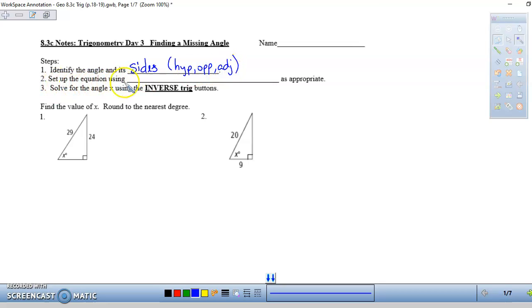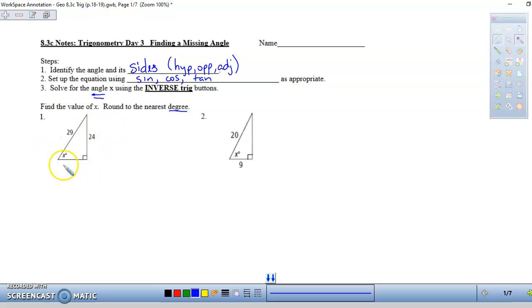You're going to set up the equation using, again, sine, cosine, or tangent, depending on which sides you have. Now, to solve for an angle, you are going to use what's called inverse trigonometry. Those are different buttons, or sometimes you have to use the second key and then push the sine, cosine, or tangent. But I'll show you what that means. Okay, so find the value of x, round to the nearest degree. So we're going to the whole degree for the angle measure.